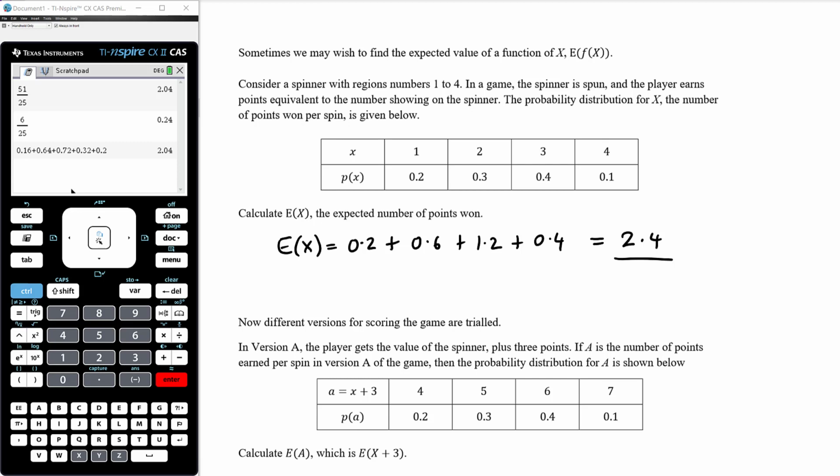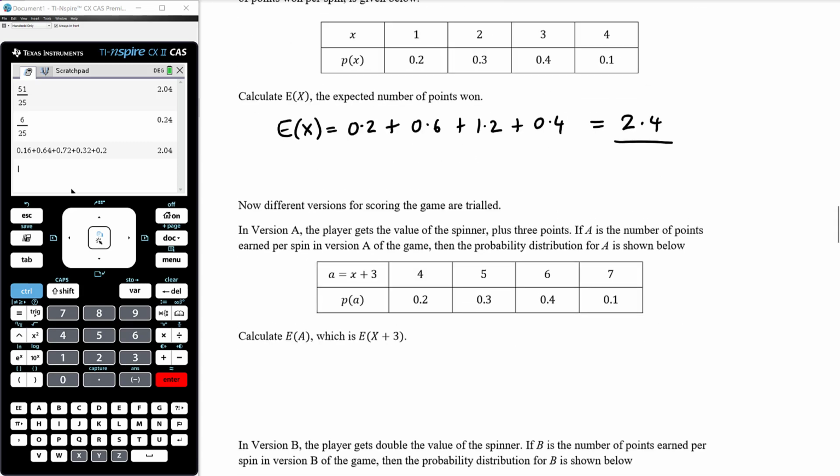So in version A, the player gets the value of the spinner plus 3 points. So if they spin up a 2, they get 5 points. Okay, if they spin up a 4, they get 7 points. So what's shown on the spinner plus 3 points.